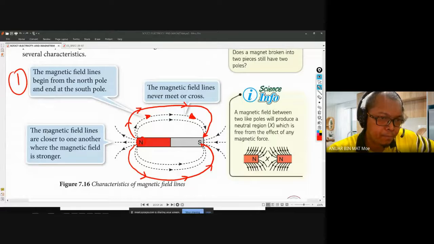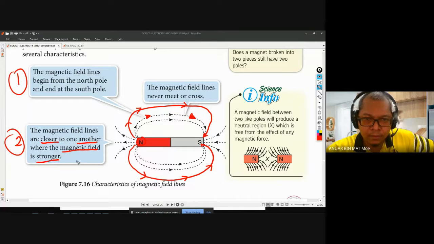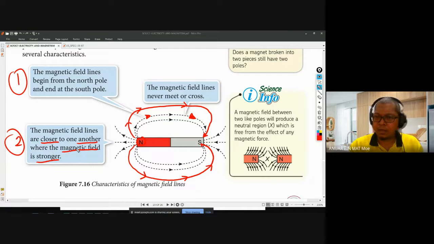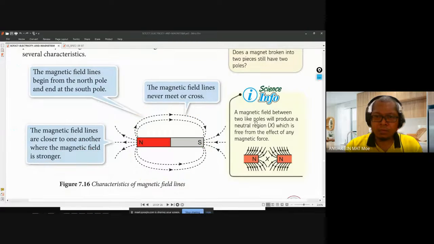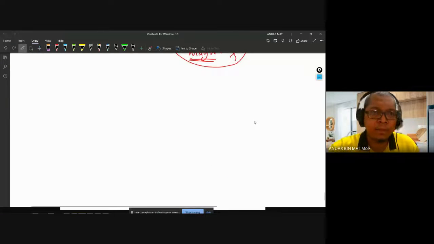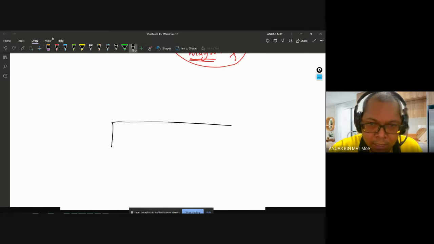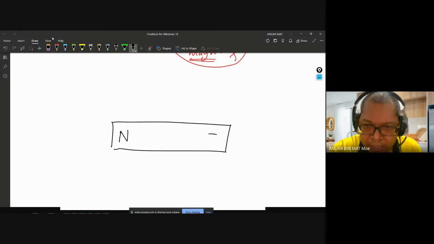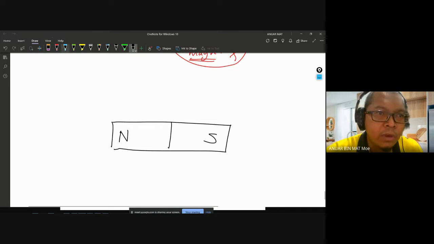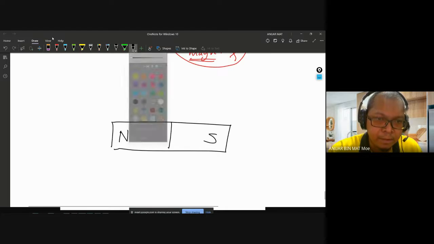Number two: the magnetic field lines are closer to one another where the magnetic field is stronger. Magnetic field lines closer to one another mean the strongest magnetic field. For example, like this, I will try to draw the magnet. This is an example of a magnet, north and south. And I will try to draw the magnetic field lines here.